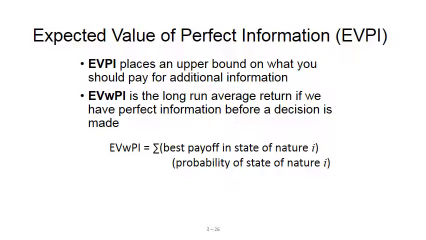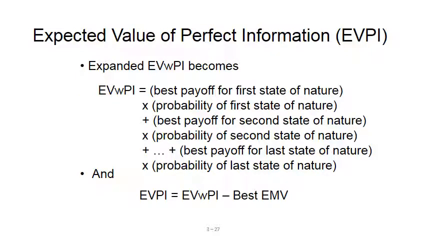To calculate EVWPI, we take the best payoff for a state of nature and then multiply by the probability of that state of nature, and then sum these together. For two states of nature, we would have two values summed together. To calculate the EVPI, we take our EVWPI and subtract our best EMV.